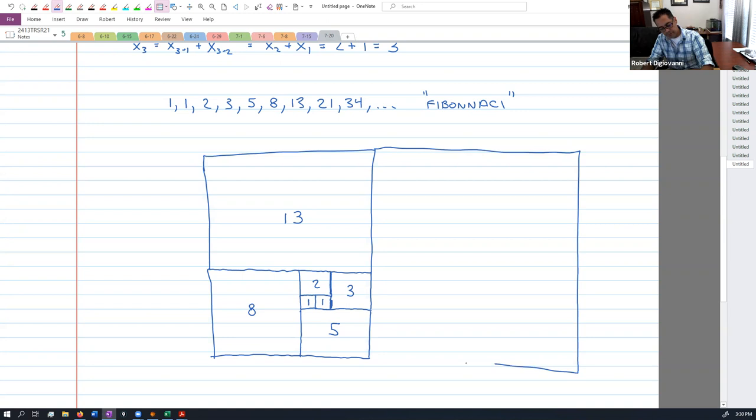13 plus 3 plus 5. So this is the Fibonacci sequence. It's 1, 1, 2, 3, 5, 8, 13, 21.